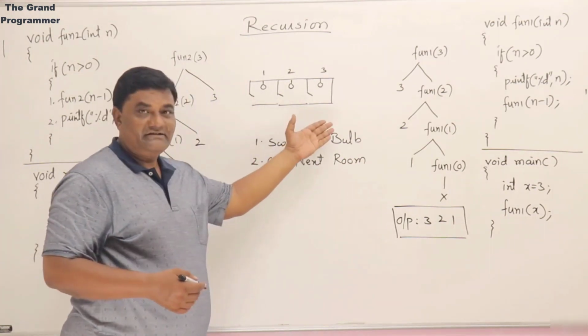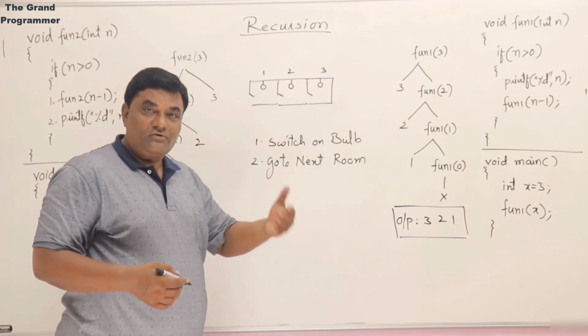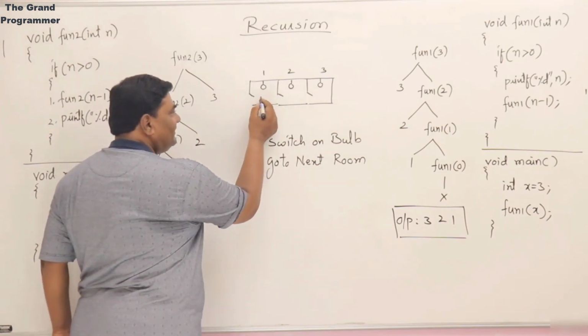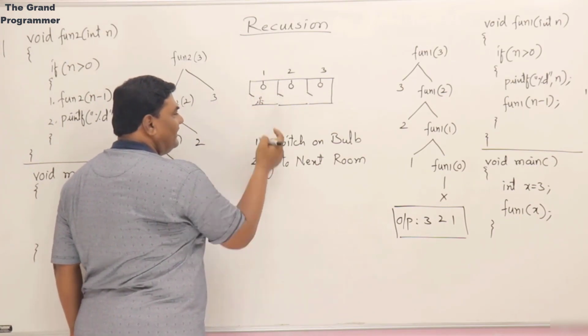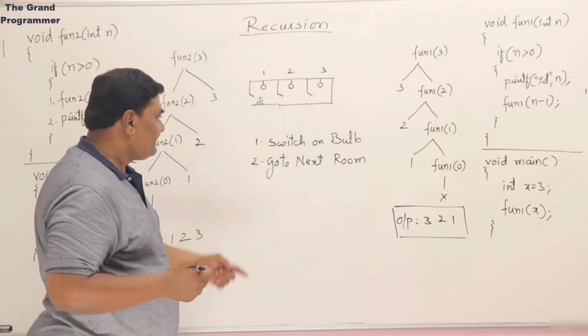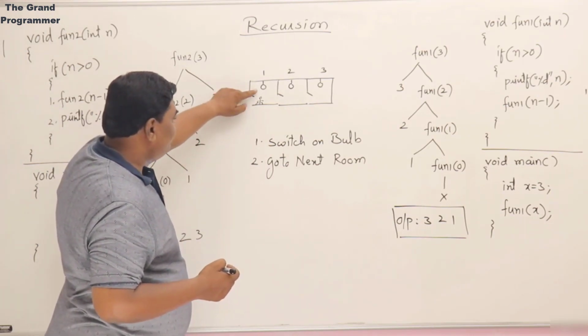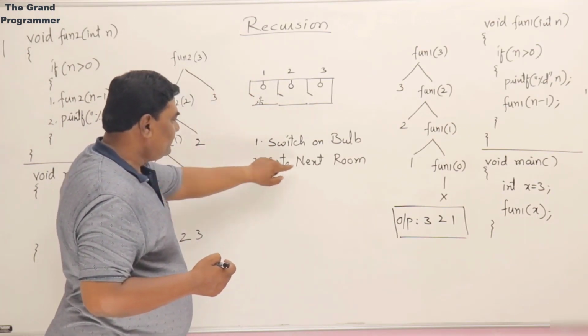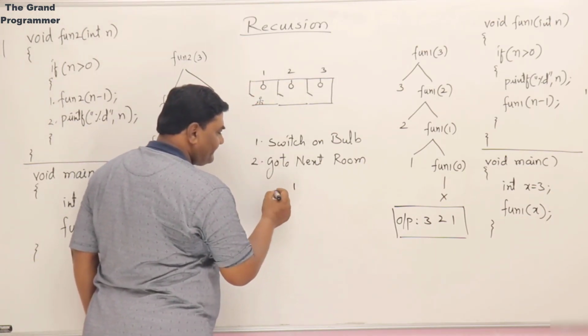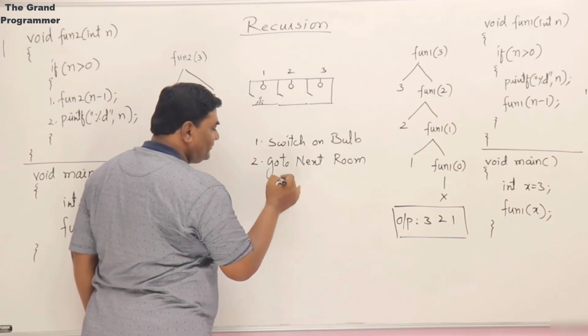So there are rooms like this, right? So nested rooms, room inside room. Now, if I make you stand here and ask you to perform this recursively, then what will you do? Let us check. You will switch on the bulb, first step. Second step, you will go to the next room. So the first bulb that you have switched on is 1. Let us call it the output.